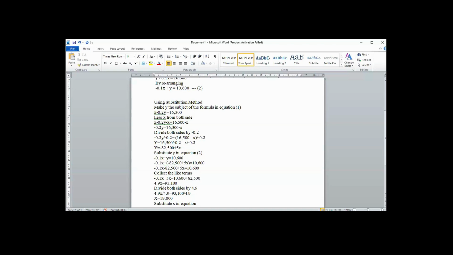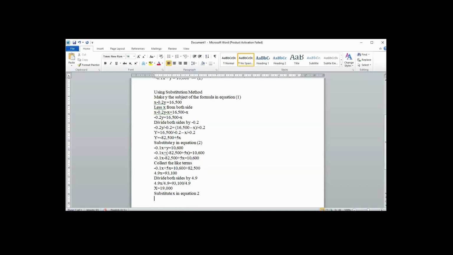The thing is that we have a straight answer for x, but we don't have one for y. That answer you have is what you are going to substitute in any of the equations to get y. So you can use equation 2 now.